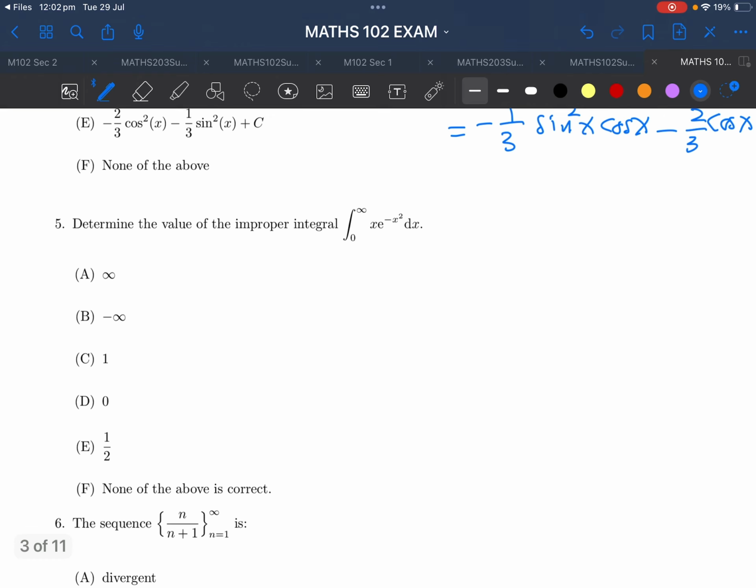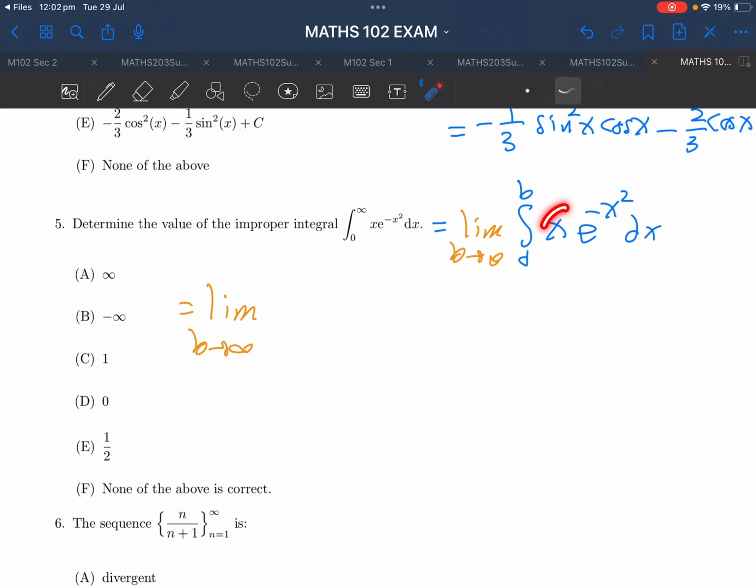Finally, we need to find this improper integral. So how will we do it? We just need to get away from the infinity, and then we use the limits. So keep the limit. Do the integral. How do you do the integral of x e to the -x squared? Of course, we can use u substitution, because the derivative of -x squared is already here.